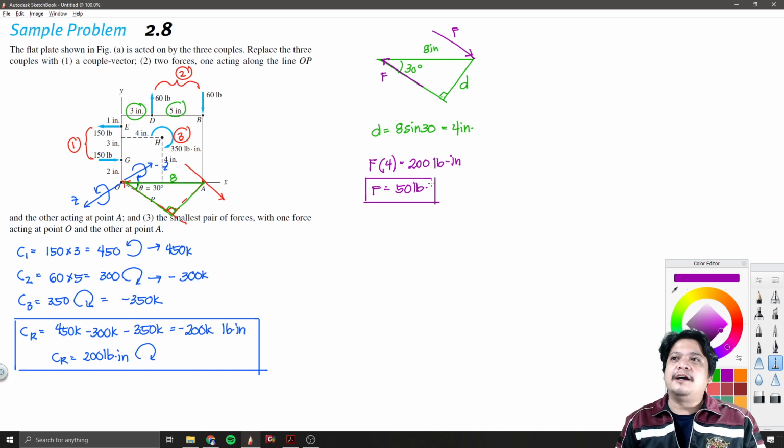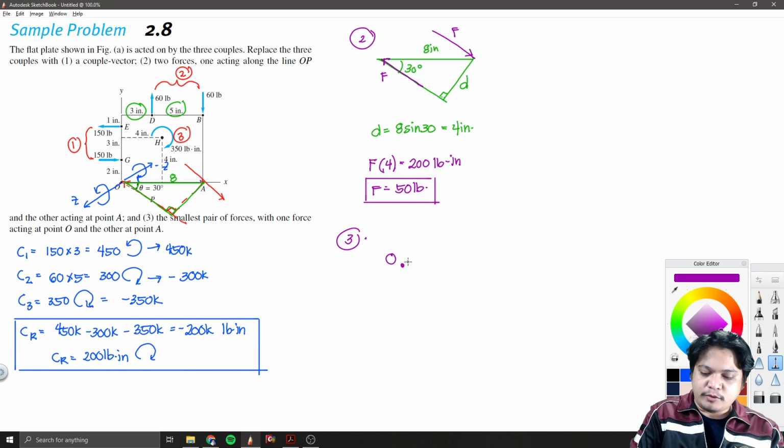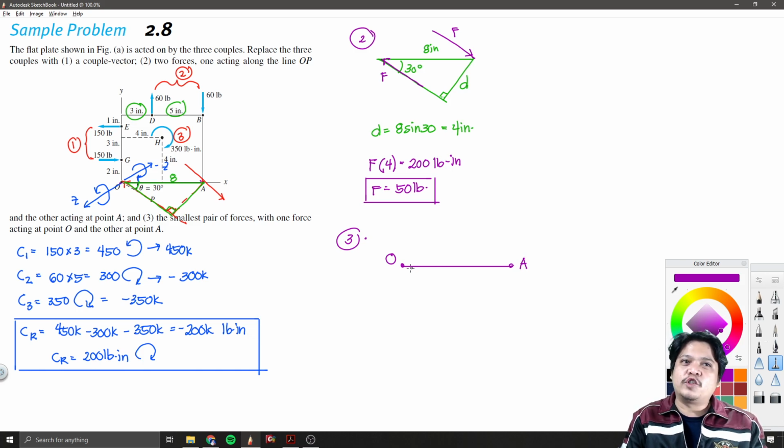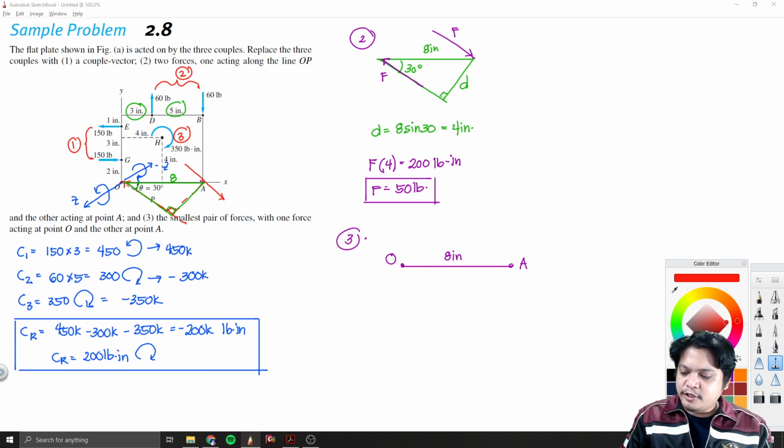And lastly, ano daw yung smallest pair of force with one acting on point O and then the other one is acting at point A. So, nasan yon? So, this is 2 and then this is 3. Ito yung point O and then this is the point A. So, point O and then you have here the point A. So, technically, kung iyan na yung distance niyan, iyan na yung 8 mo. 8 inches. Okay? So, kailangan yung dalawang forces mo doon, they should be parallel and perpendicular to the distance.